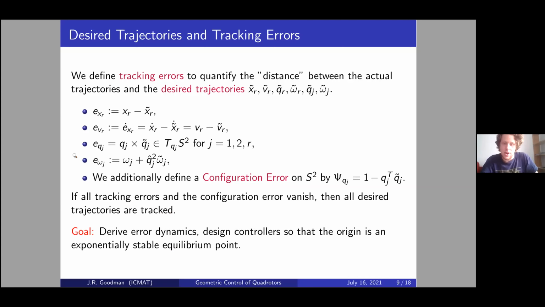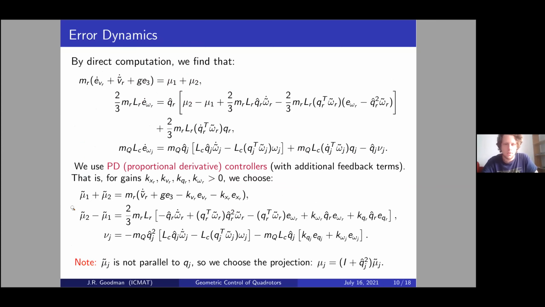So now the idea is fairly straightforward. We want to derive the error dynamics, and then we'll design the controllers so that the origin is an exponentially stable equilibrium point in the error dynamics. In particular, we can calculate these error dynamics explicitly as follows. And what we're going to do is design our controllers using PD or proportional derivative controllers with some additional feedback terms.